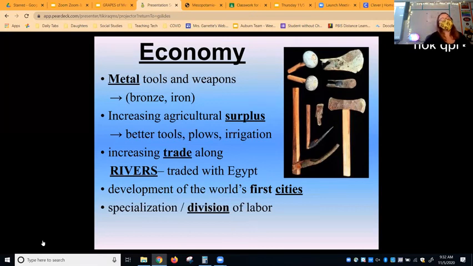The Mesopotamians developed the world's first cities, which are going to be where a lot of trade is happening. And because they had this surplus of food and this trade, you had specialization. Remember, we talked about division of labor, where everybody learns to do a different skill or starts to do a different job. So you had other things start to become invented.